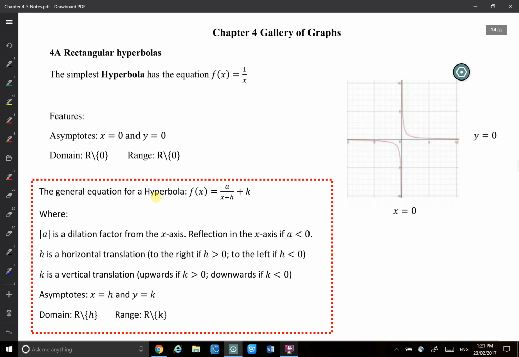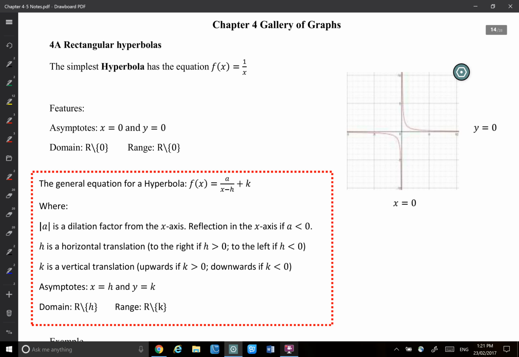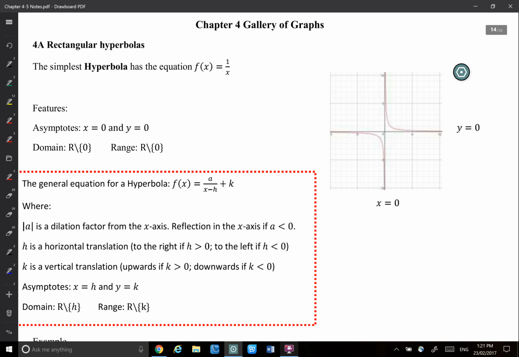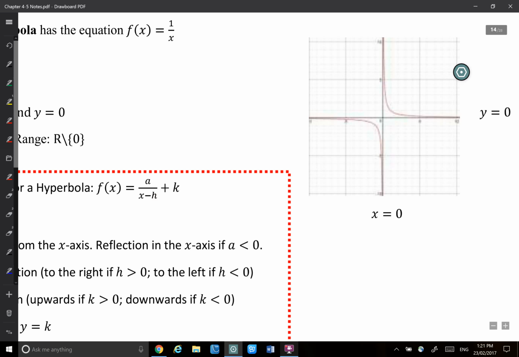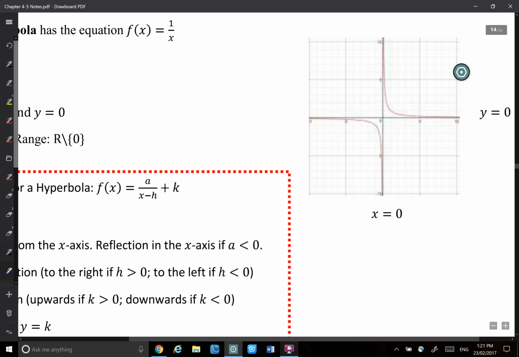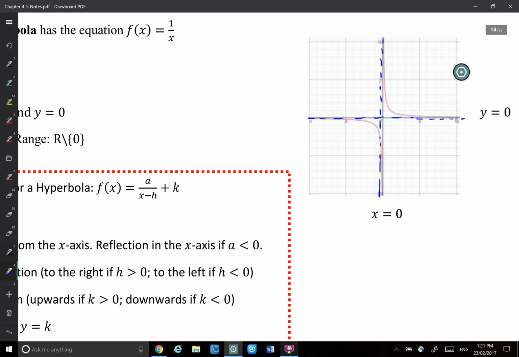Okay, for a rectangular hyperbola, the simplest hyperbola has equation f(x) equals 1 on x, which has a graph like this, and you have asymptotes. The asymptotes are on the x-axis and on the y-axis. Even though they're on the axes, you still need to sketch them and label them clearly here. You have asymptotes here, and you have asymptotes here. So you need to sketch them, even though they're on the x-axis and y-axis.